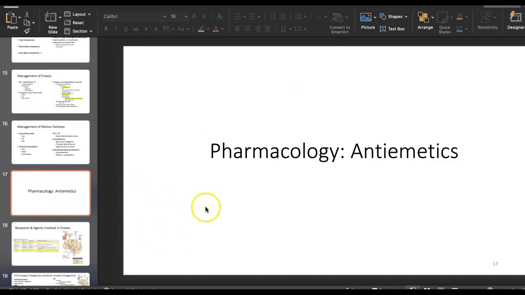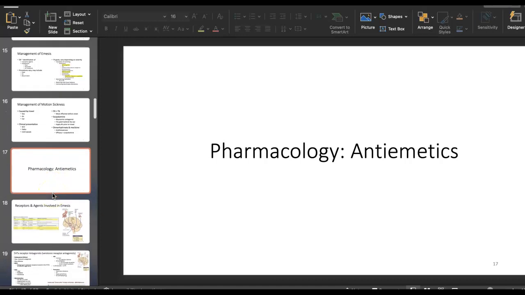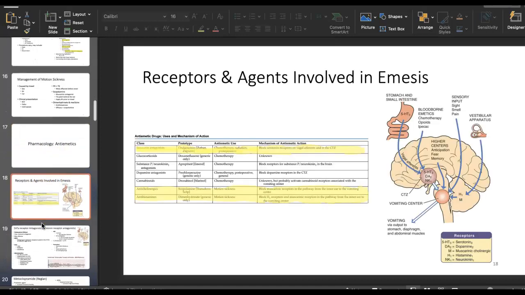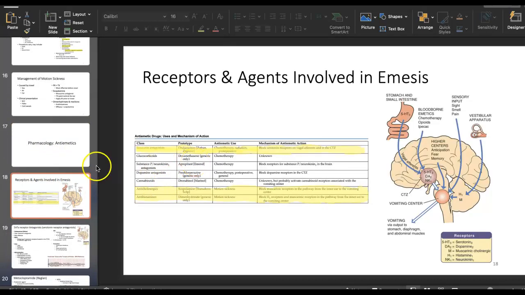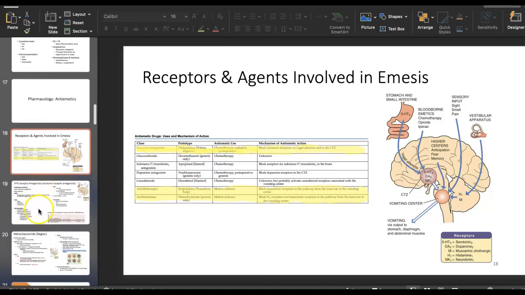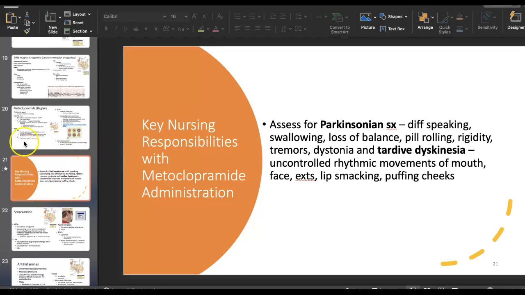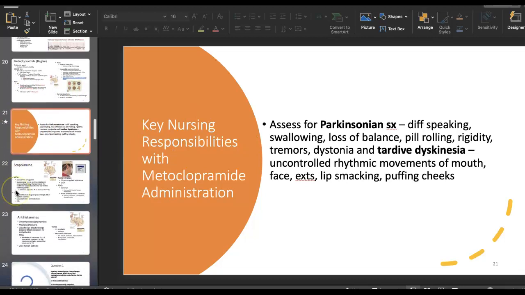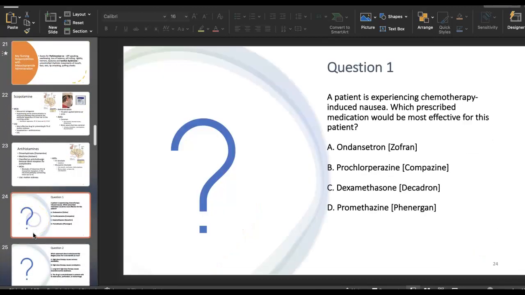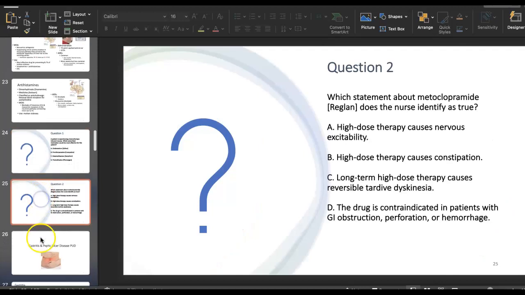The next highlight is the pharmacology of antiemetics, which are anti-nausea and vomiting drugs, and how exactly they work in the brain and in our body to stop that feeling of nausea. A few key nursing responsibilities that you always have to keep in mind. Practice questions to test your understanding.